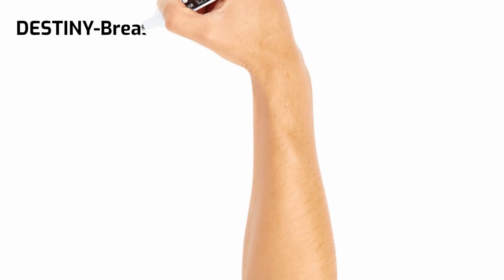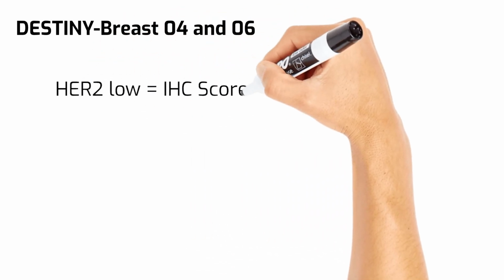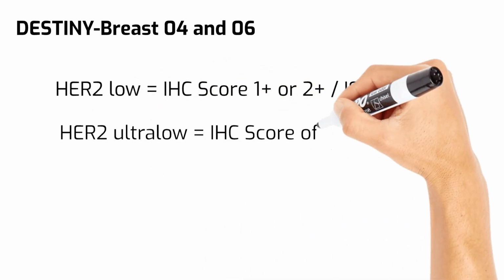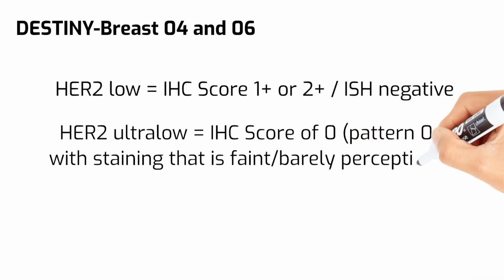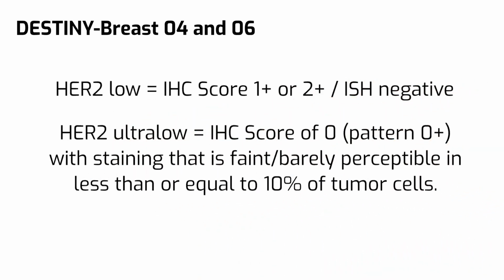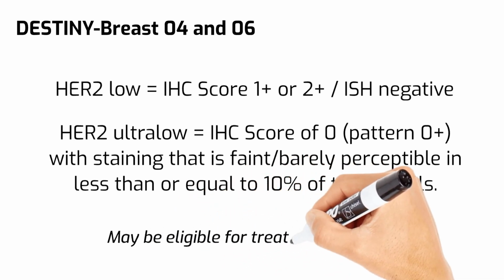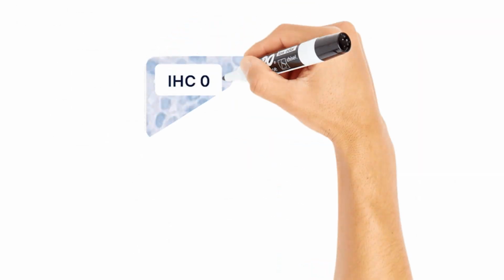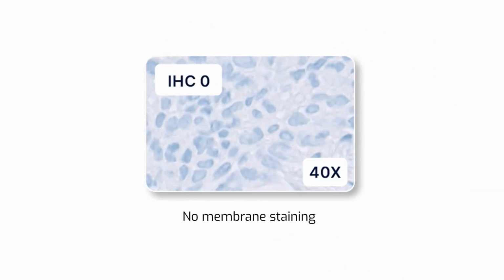In the DESTINY-Breast04 and 06 trials, HER2 low was considered IHC score 1+ or 2+, ISH negative, and HER2 ultra low was HER2 IHC score of 0, pattern 0+, with membrane staining that is incomplete and faint, barely perceptible in less than or equal to 10% of tumor cells. Breast cancers with these staining patterns may be eligible for treatment with trastuzumab deruxtecan in the metastatic setting, but those with no staining, IHC 0, are currently excluded.